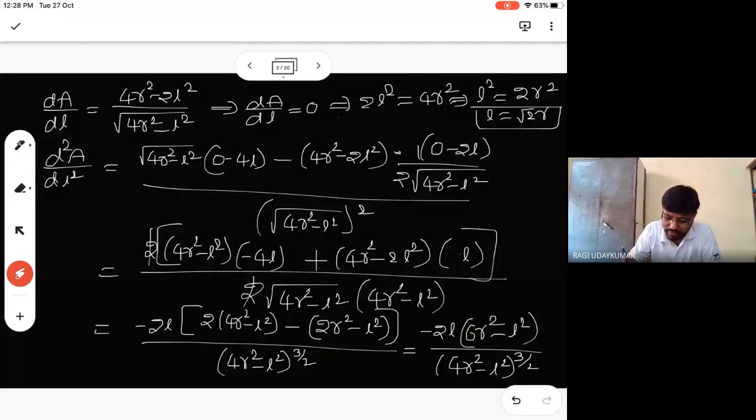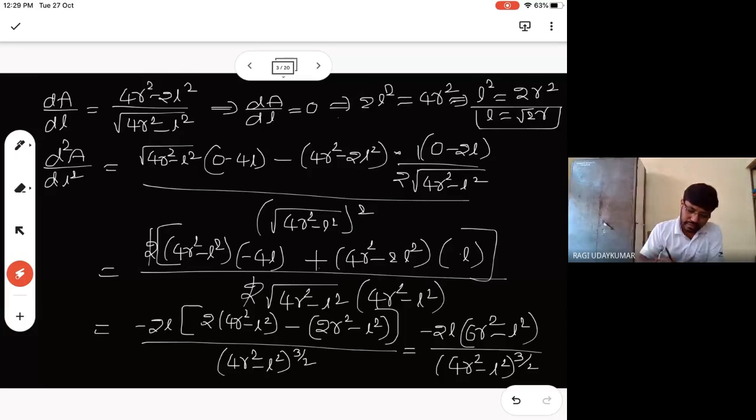Take this whole part out because you already have minus 2L here. In the place of L, if you substitute root 2R, root 2 squared is 2, times R square, so 2R square. That means 6R square minus 2R square is 4R square. That is positive, this is positive, L value root 2R is positive, so this completely has the negative symbol. That's why this is completely going to be negative.